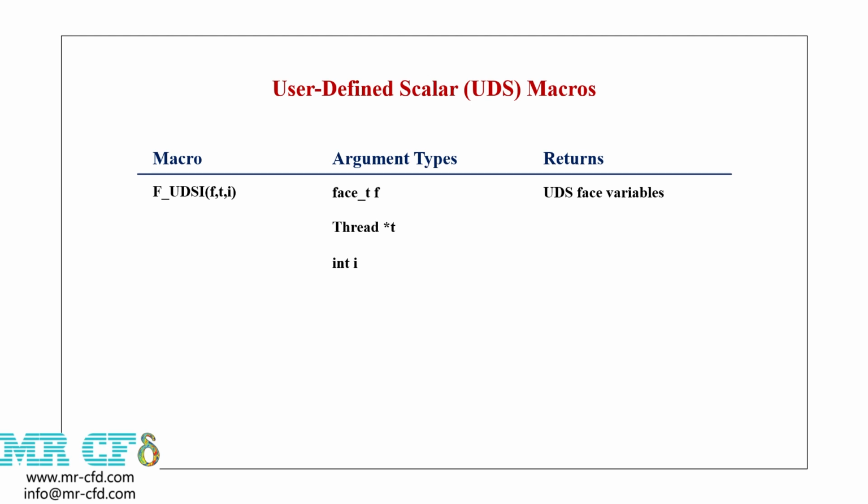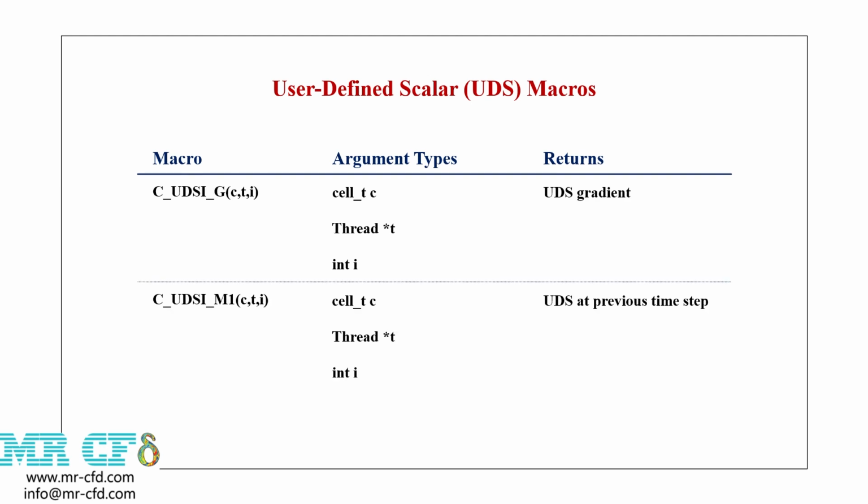of the desired scalar. In another example, the C_UDSI macro is used to access the value of cell variables calculated for user-defined scalar transport equations. This macro consists of three arguments. The first argument represents a variable c that receives data from each of the cells of a cell thread. The second one is a pointer to the desired cell thread, and the third argument is the counter or index of the desired scalar.